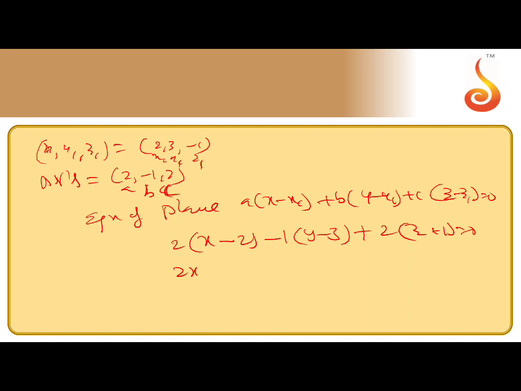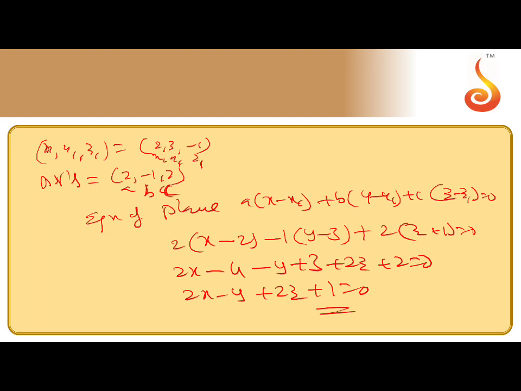Simplify to get the answer: 2x minus 4 minus y plus 3 plus 2z plus 2 equals 0. That means 2x minus y plus 2z, minus 4 plus 3 plus 2, so plus 1, equals 0. So 2x minus y plus 2z plus 1 equals 0. That is the equation of the plane. I hope it is clear. The point x1, y1, z1 you can take, the DRs will be 2, -1, 2. The equation of the plane is a(x minus x1) plus b(y minus y1) plus c(z minus z1) equals 0.